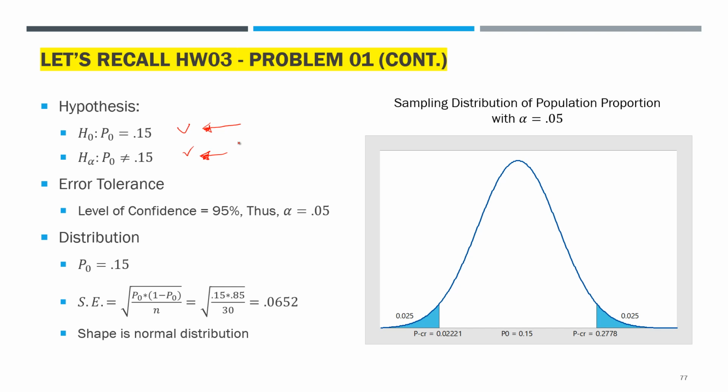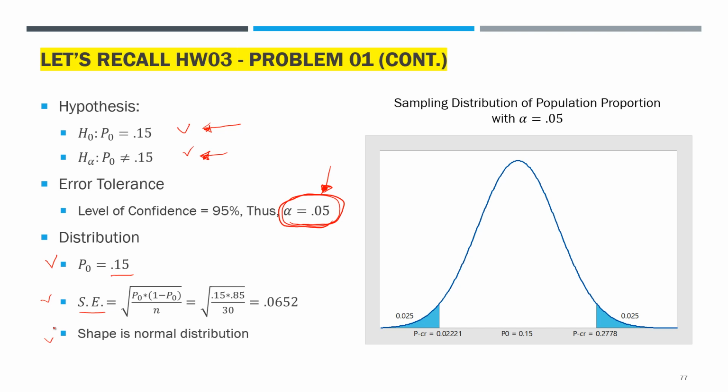We also picked 0.05 as our error tolerance. We picked our error tolerance level at 5%, or alpha equal to 0.05. This is a very important player in today's section, as a lot of my explanation will be surrounding this value of alpha. And then distribution-wise, we are using this hypothesized distribution with a 15% mean, the standard error being this, and the shape is normal.